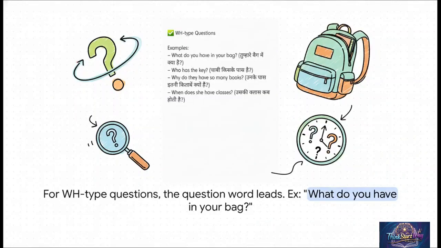And what if you need more details? Super easy. You just take a WH question word, like what, when, where, why, and stick it at the very, very front. For example, what do you have in your bag? Or when does she have classes? The formula is so simple. It's just the question word, then do or does, then the subject, and then our good old friend have.